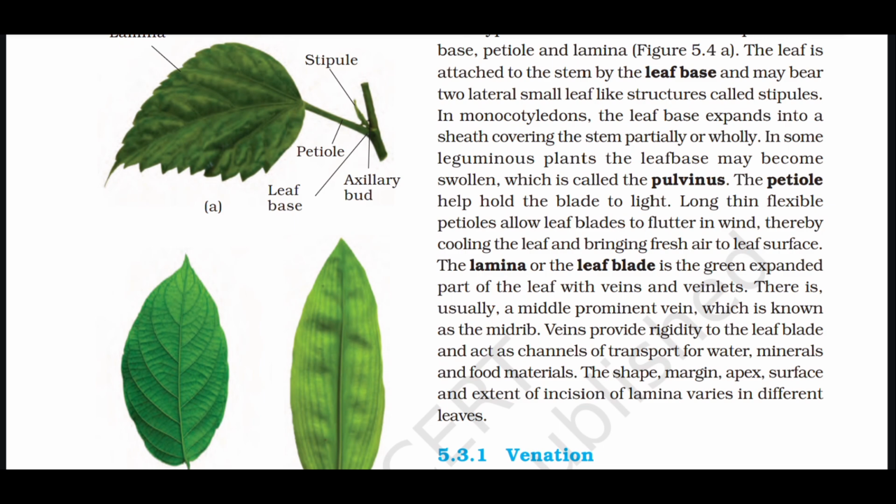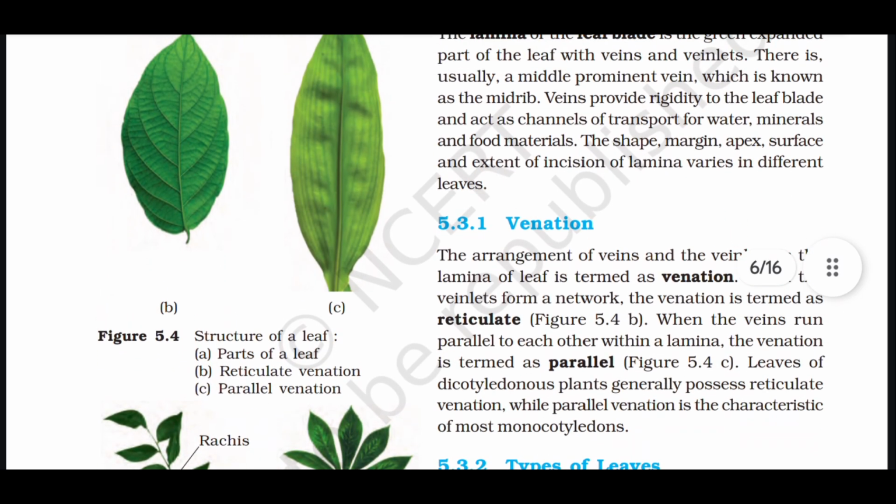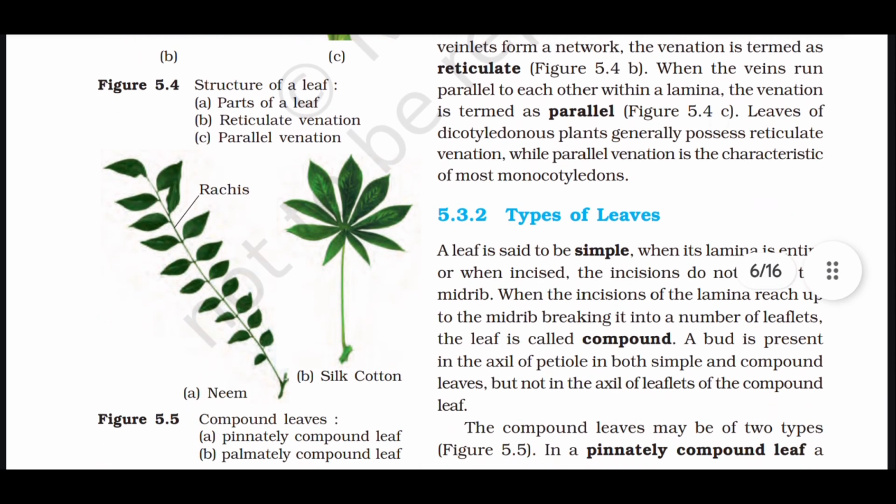The shape, margin, apex, surface, and extent of incision of lamina varies in different leaves. 5.3.1 Venation. The arrangement of veins and veinlets in the lamina of leaf is termed as venation. When the veinlets form a network, the venation is termed as reticulate. When the veins run parallel to each other within a lamina, the venation is termed as parallel. Leaves of dicotyledons plants generally possess reticulate venation, while parallel venation is the characteristic of most monocotyledons.